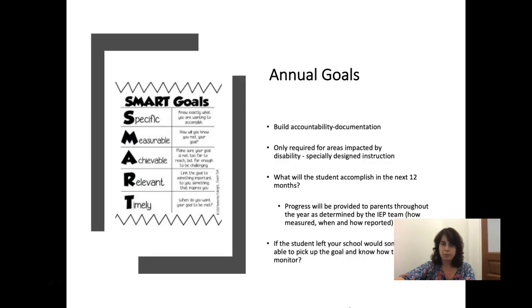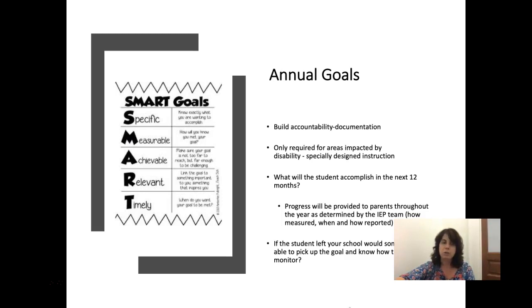Those annual goals that I was mentioning, those are going to build accountability and documentation. They are required for areas that are impacted by the disability, that's specially designed instruction. And so what's that student going to accomplish in the next 12 months? How is that progress going to be evaluated? And it needs to be very specific. So if a student left your school, could someone else pick it up and be able to understand that goal and how to manage that progress?